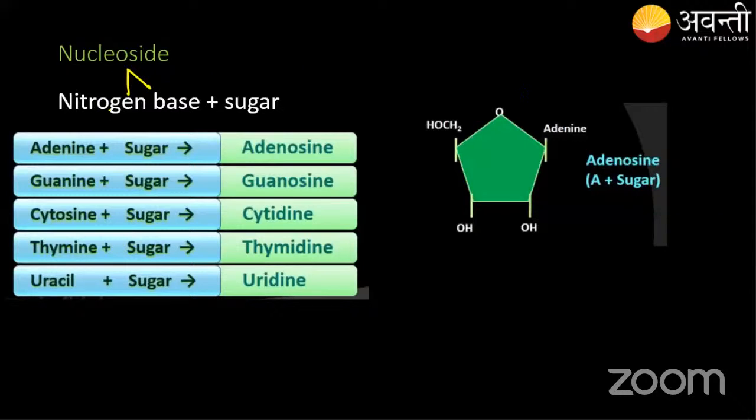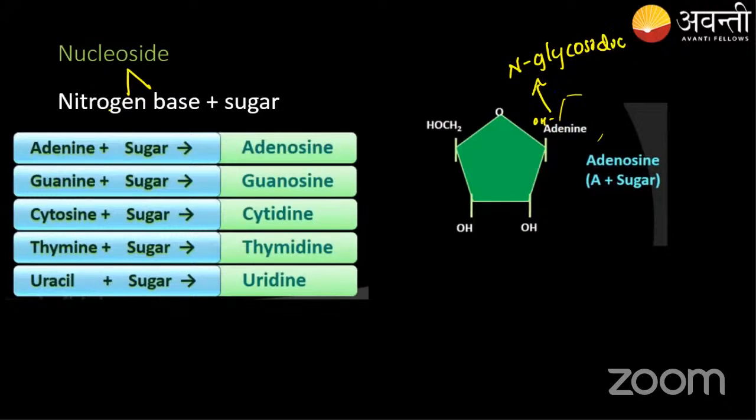Okay, so how will it form then? The sugar which is present here will form a bond. Normally, OH will be present, right? This OH will form a bond with this particular nitrogenous compound. Which bond is it? With an N-glycosidic bond.